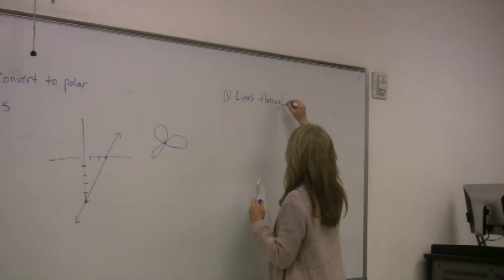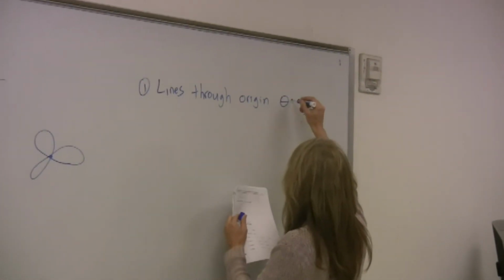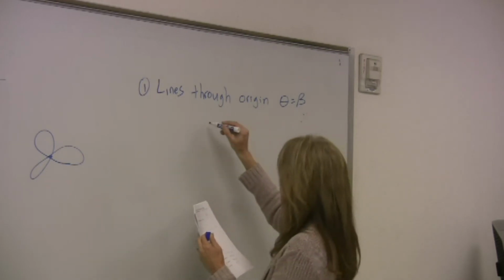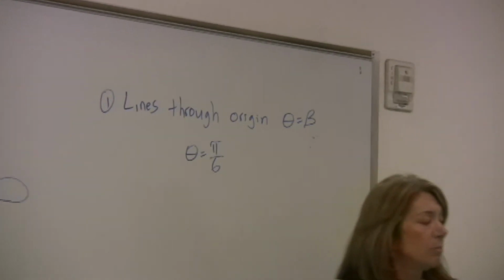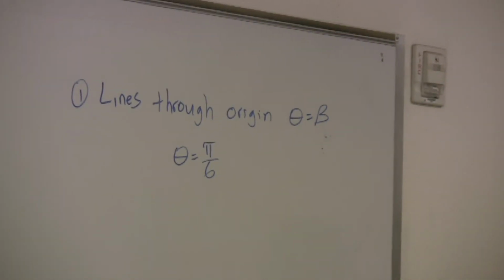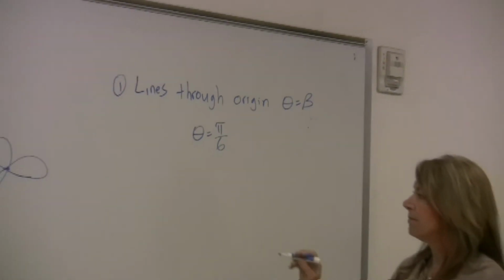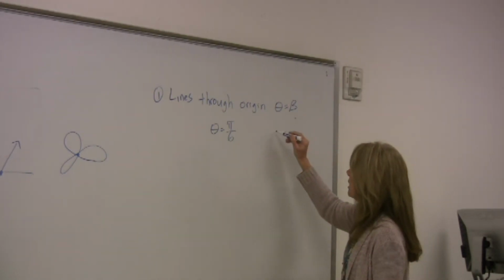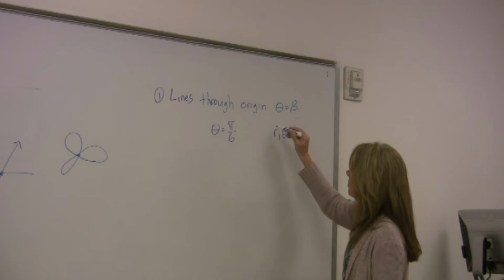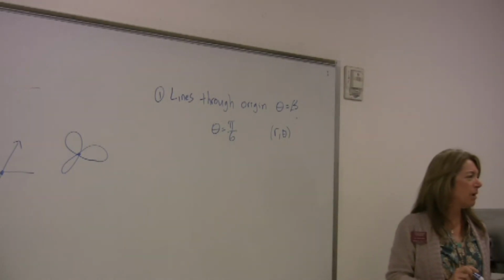Theta equals a constant. So this says theta equals any angle you want. So maybe I choose theta equals pi over 6. I claim that that's the equation of a line through the origin. Let's talk about why. Can you give me some polar coordinates, some r and thetas that go with that? Give me some ordered pairs.